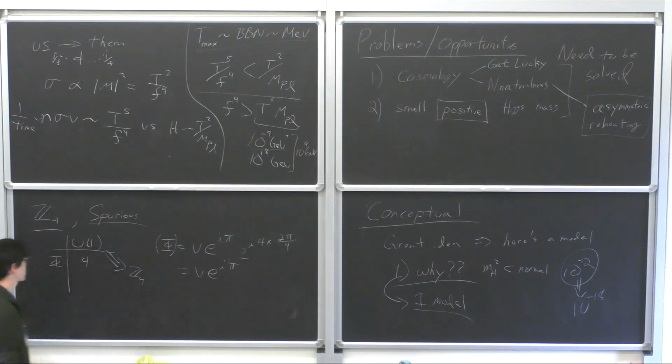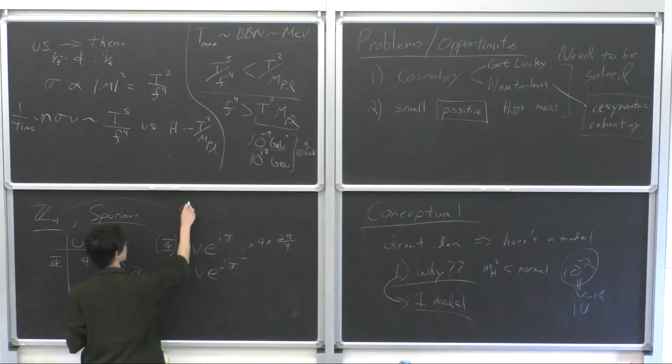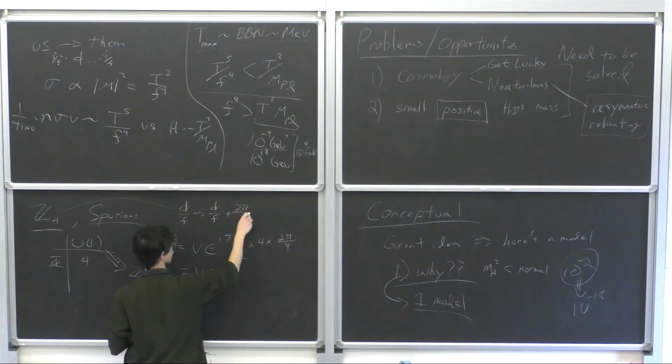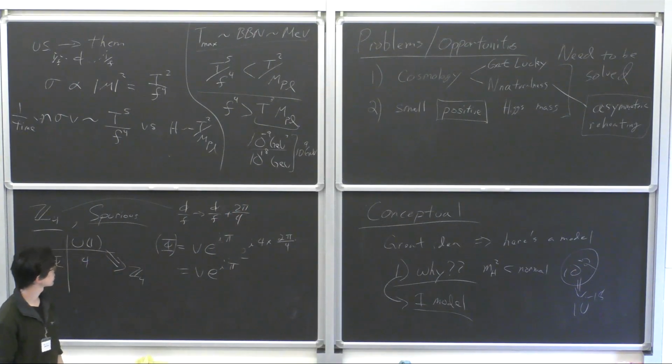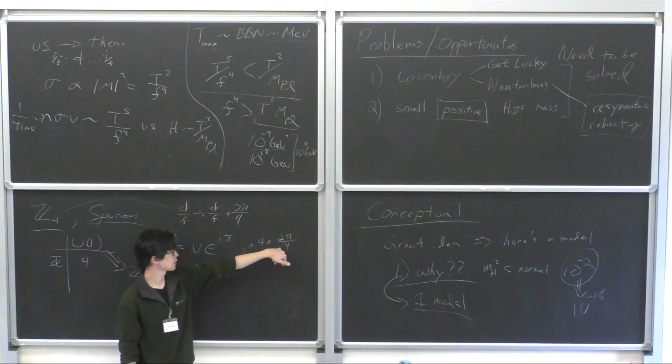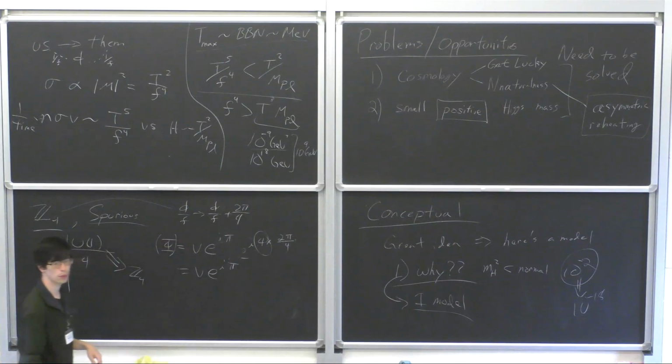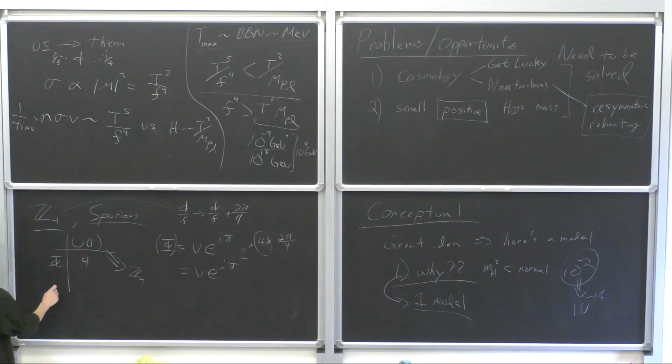You can now ask, well, under my Z4, I had said phi over F goes to phi over F plus 2 pi over 4. So in other words, what I need is, when I do my Z4 transformation, the charge of the object not to be 4. So I'm just going to add another scalar. I don't really know a lot of good names for scalars, I realize. I'm going to call it x, with charge 1.